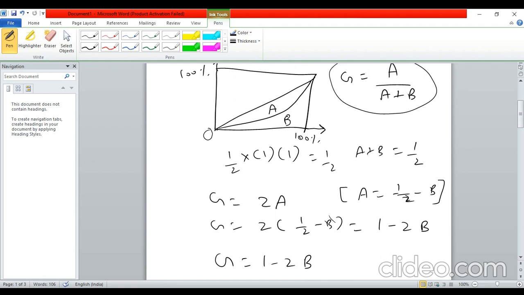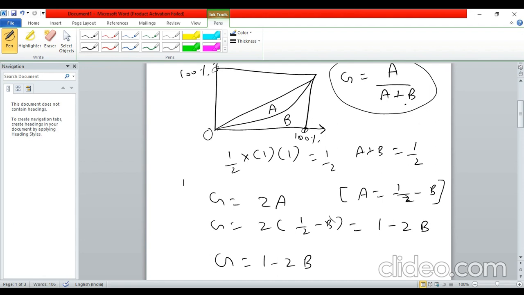Why? If you look at the area A plus B, this basically represents this lower triangle. And the area of this triangle is what? Half into base into height. Base is 1, height is 1. Why are these 1? Because if you look, this is 100%, and this is also 100%. What is 100%? 100% is 1. So half into 1, that is equal to half. Now we know A plus B is equal to 1 by 2.